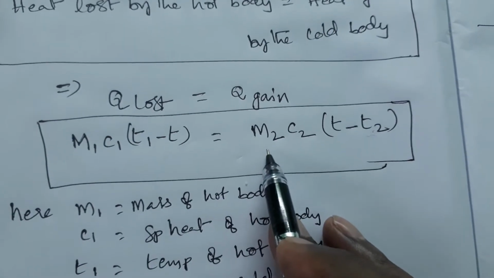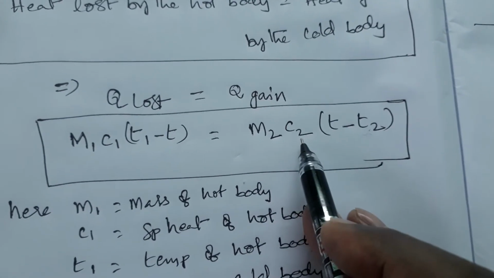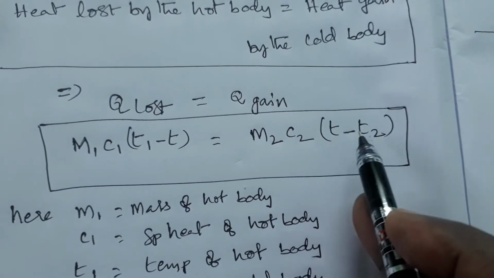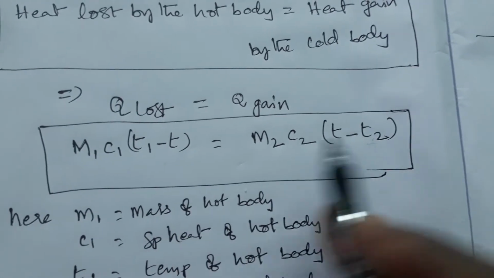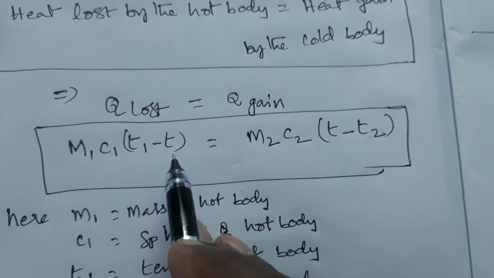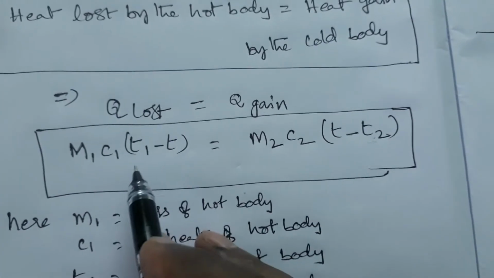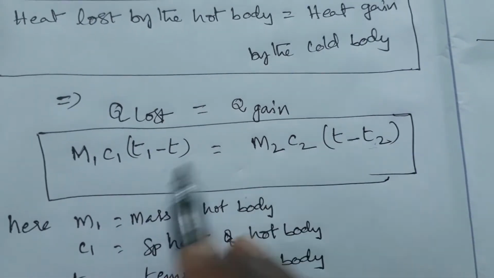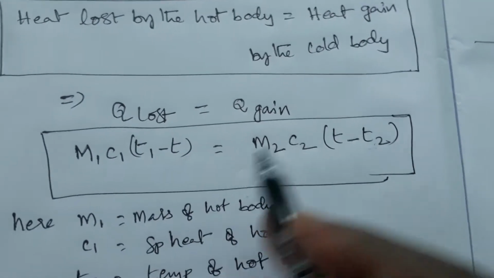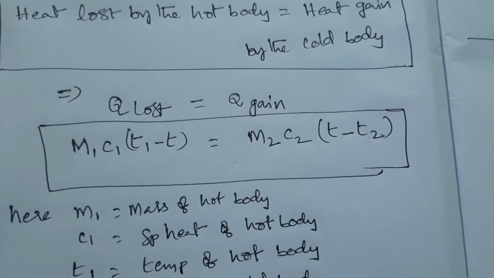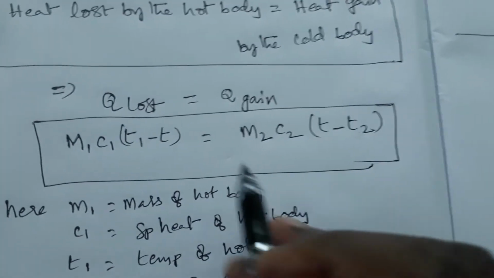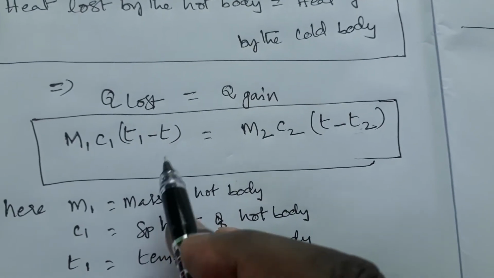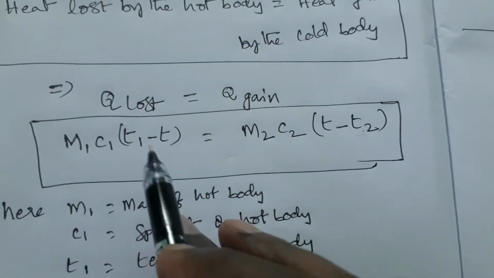Cold body mass is m2, cold body specific heat is c2, and cold body gain temperature is T minus T2. Here you may be confused. See what T1, T, and T2 are. T1 means the hot body's beginning temperature. After mixing with the cold body, what will happen? Then after mixing, the mixture gets a middle temperature. It's not cold, it's not hot. When you mix the hot and cold bodies together, you get a middle temperature.